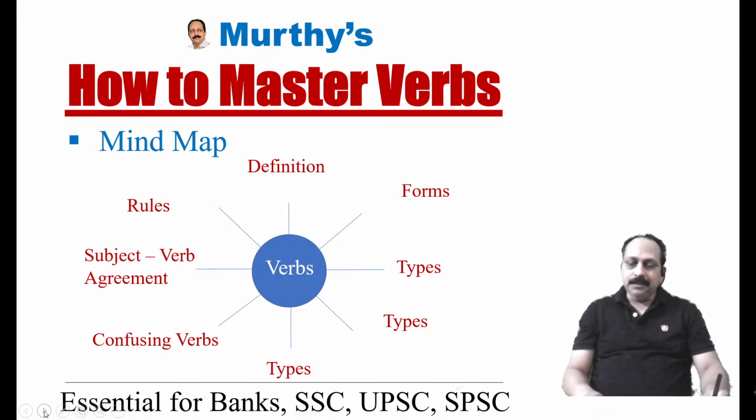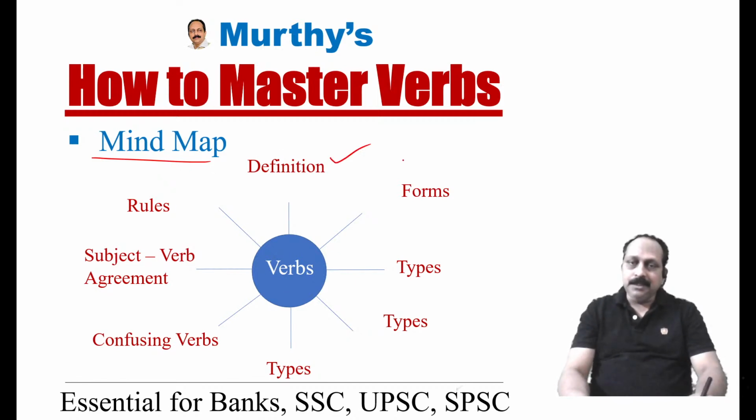Once you get the definition, what is the approach to master a particular topic? You have to start with the definition or the concept, and you should focus on conceptual clarity. There should not be any confusion or ambiguity. Everything should be crystal clear when it comes to grammar. So once you have the definition and the concept, then you should get the mind map that goes with the topic verbs.